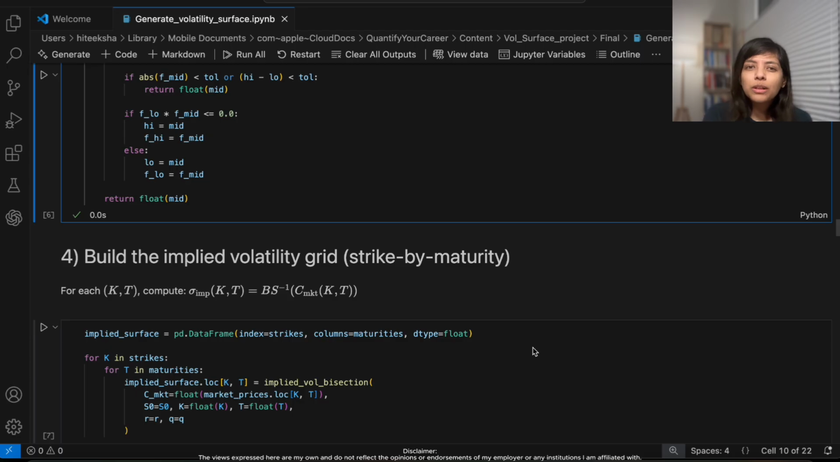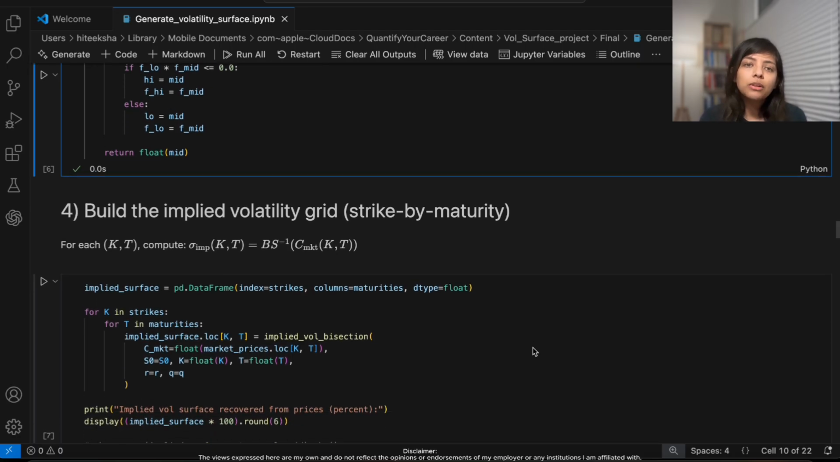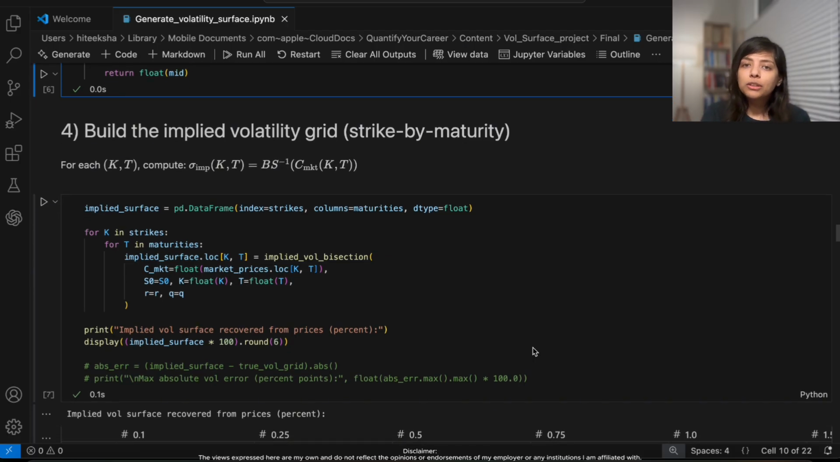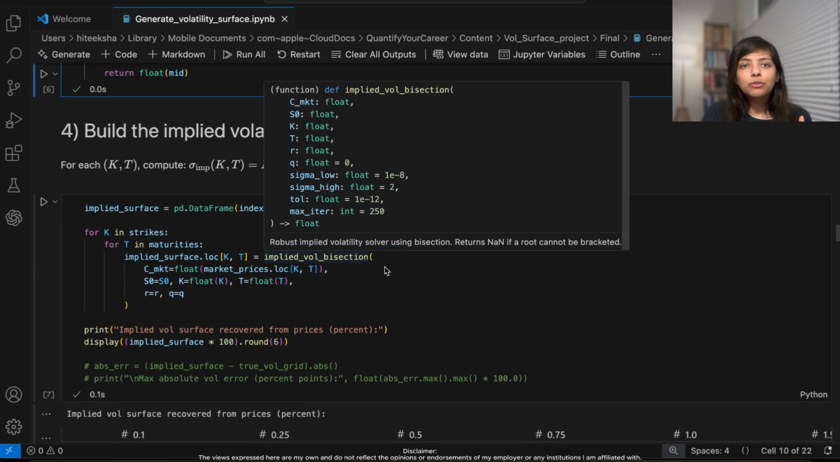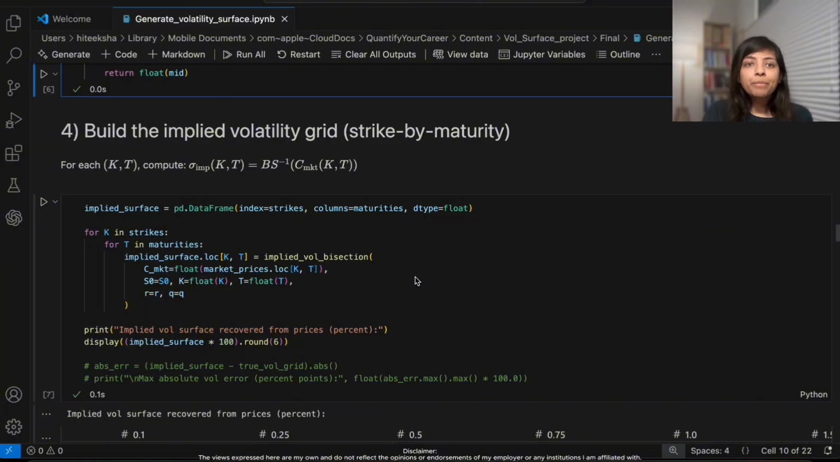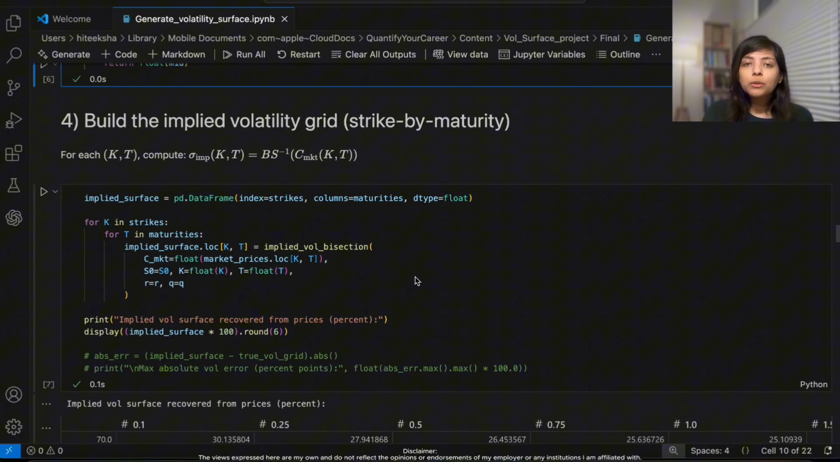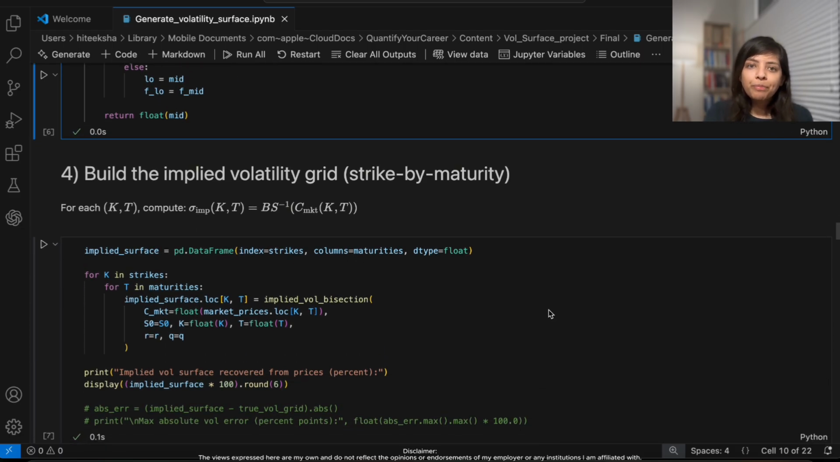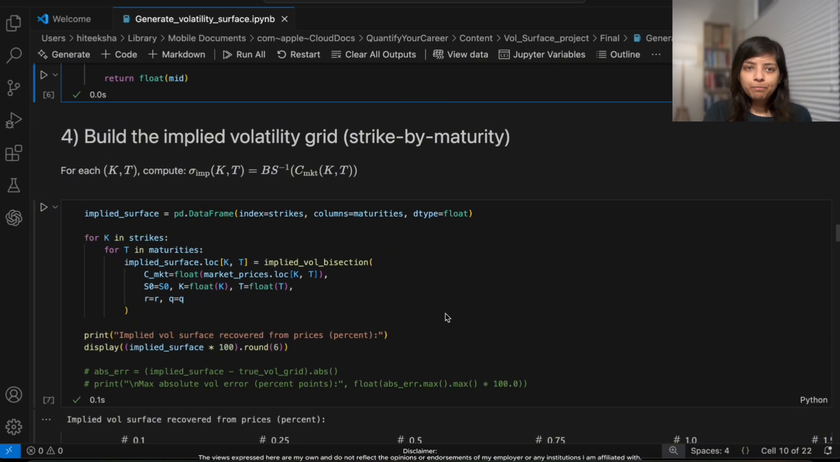Bisection is slower than Newton's method, but it is extremely stable as long as the option price increases with volatility, which it does for standard call options. So for this, bisection is perfect. Our implied volatility solver starts with a low vol bound and a high vol bound, checks that the root is actually bracketed between these bounds, expands the bounds if needed, and then repeatedly halves the interval until the pricing error is smaller than some threshold, maybe a tenth of a cent. So this is just a root finder.